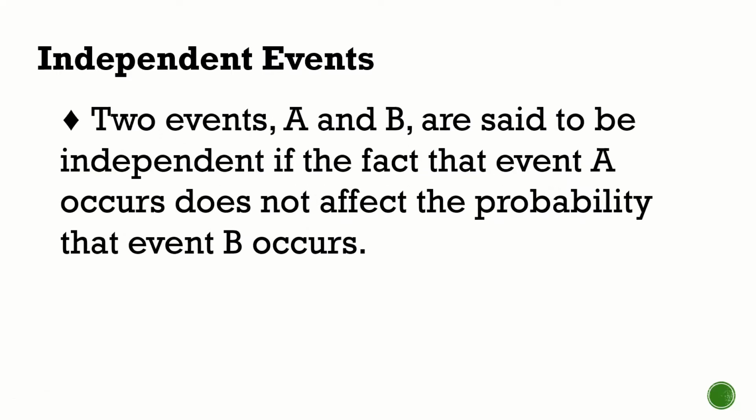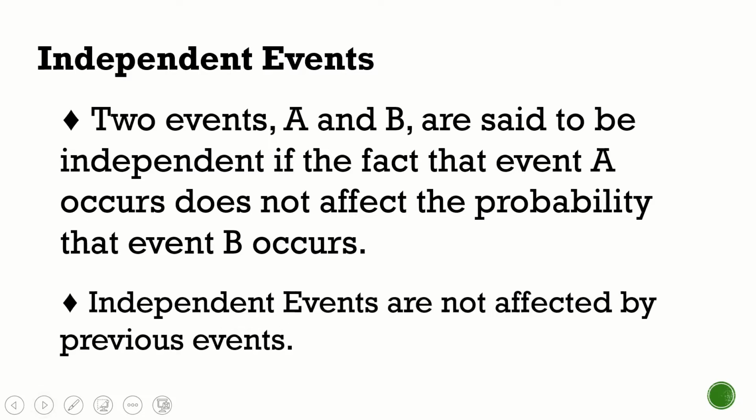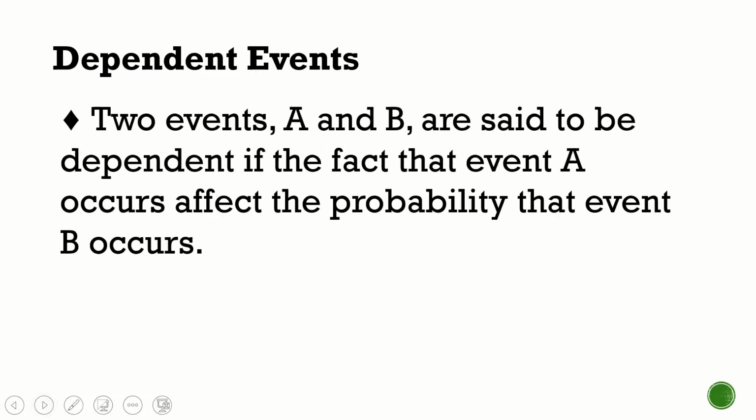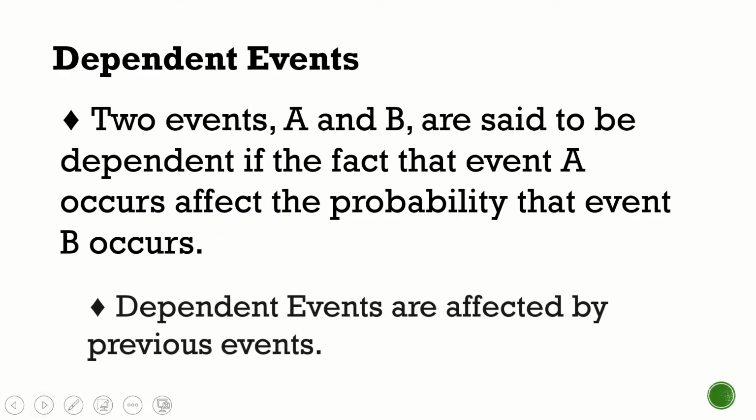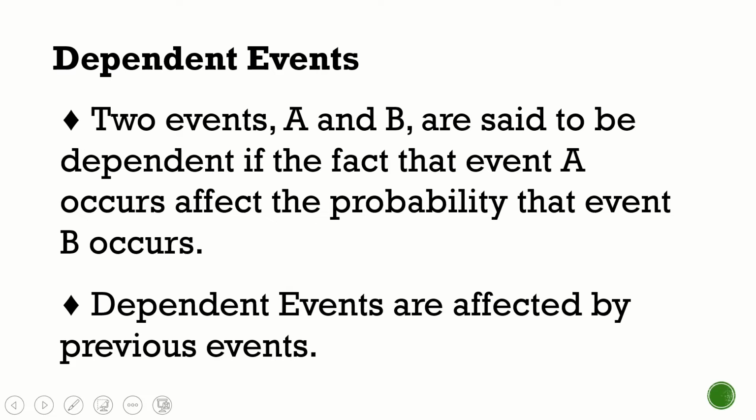Two events A and B are said to be independent if the fact that event A occurs does not affect the probability that event B occurs. So independent events are not affected by previous events. Dependent events, which is the focus of our lesson today, on the other hand, are two events where the fact that event A occurs affects the probability that event B occurs. So dependent events are affected by previous events.